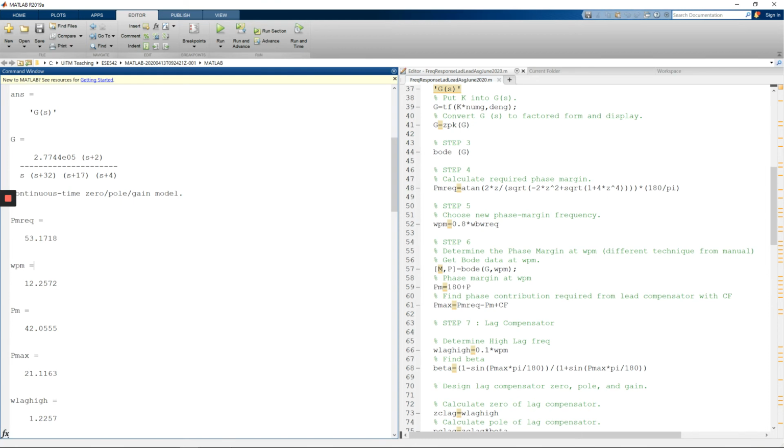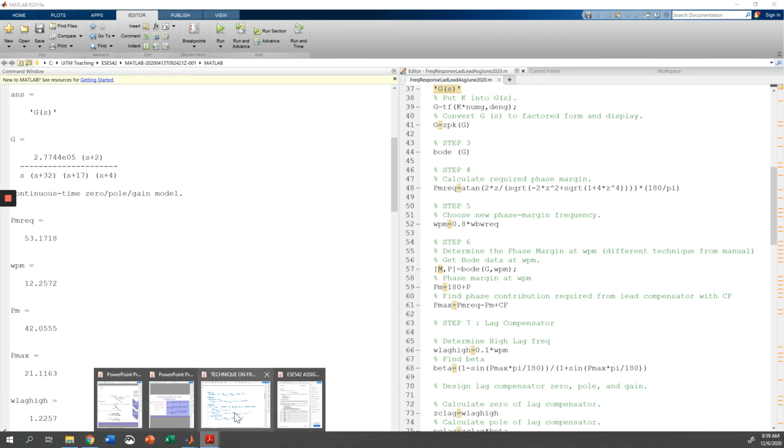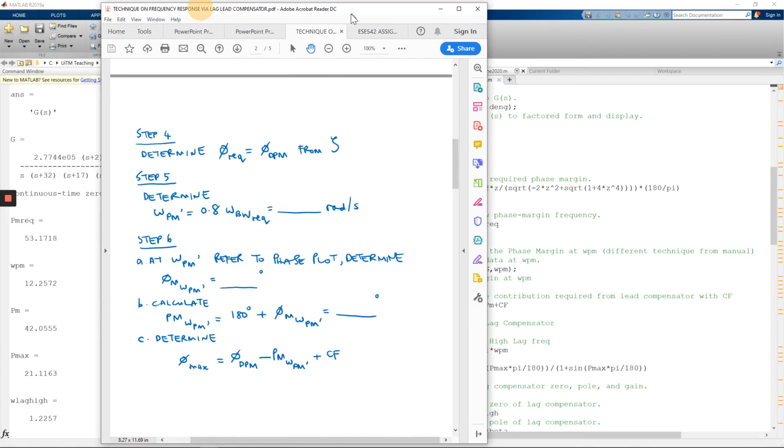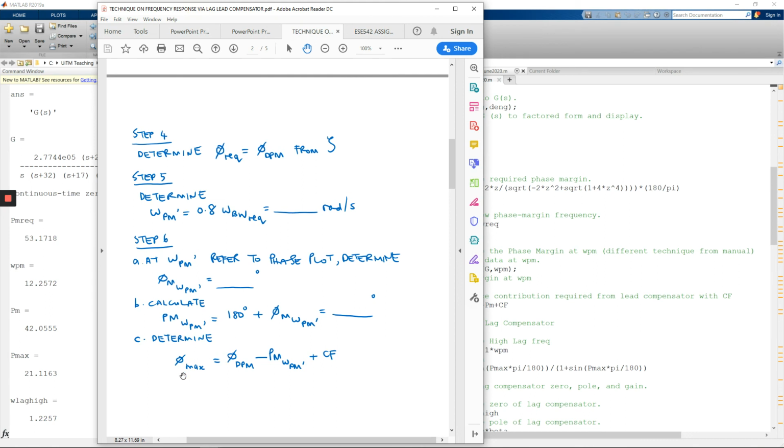In my case, my phi max is 21.1163. My PM at omega PM prime is 42.0555. This is based on the value of phase at omega PM prime 12.2572.